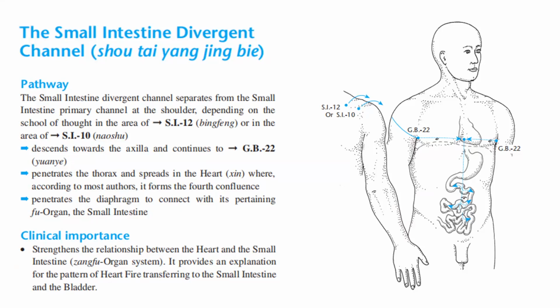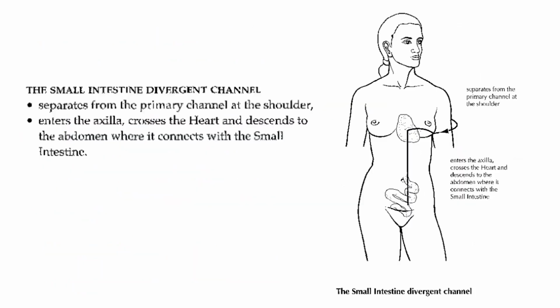Clinical importance: it strengthens the relationship between the heart and small intestine. It provides an explanation for the pattern of heart fire transferring to the small intestine and bladder. The small intestine divergent channel separates from the primary channel at the shoulder, enters the axilla, crosses the heart, and descends to the abdomen where it connects with the small intestine.